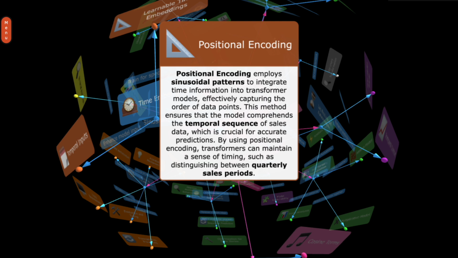Positional encoding employs sinusoidal patterns to integrate time information into transformer models, effectively capturing the order of data points. This method ensures that the model comprehends the temporal sequence of sales data, which is crucial for accurate predictions. By using positional encoding, transformers can maintain a sense of timing, such as distinguishing between quarterly sales periods.